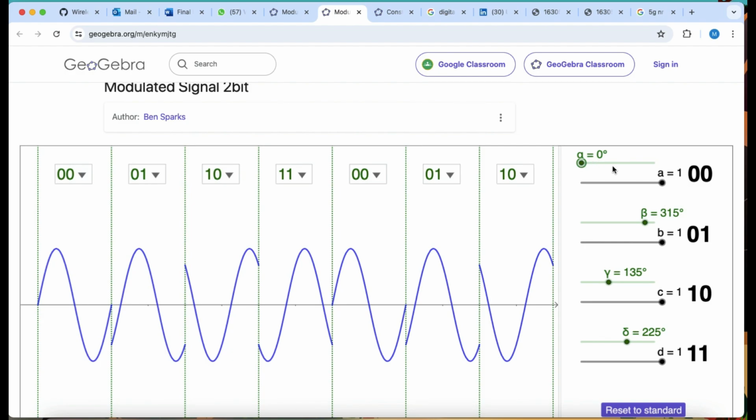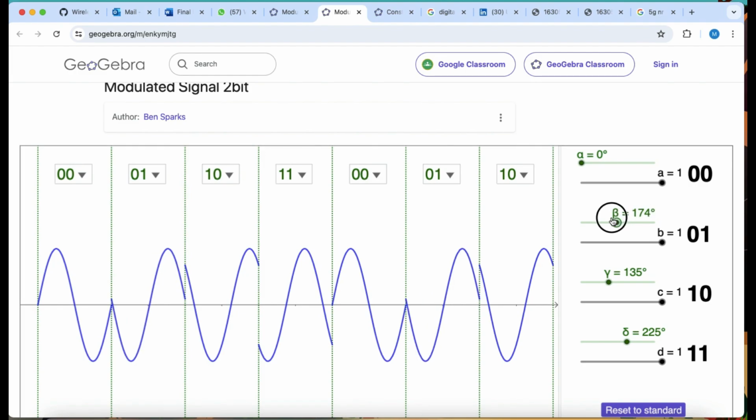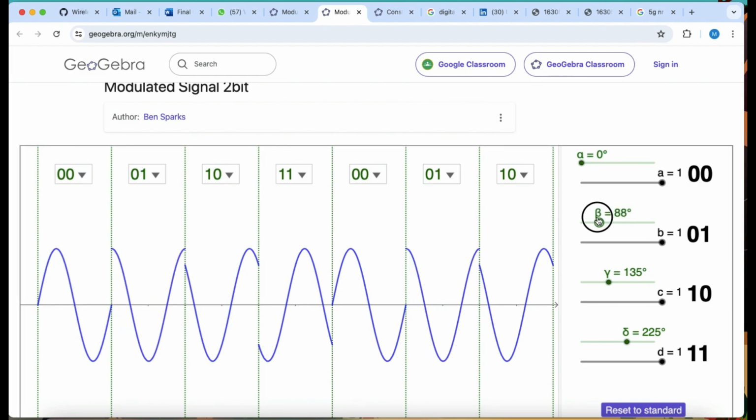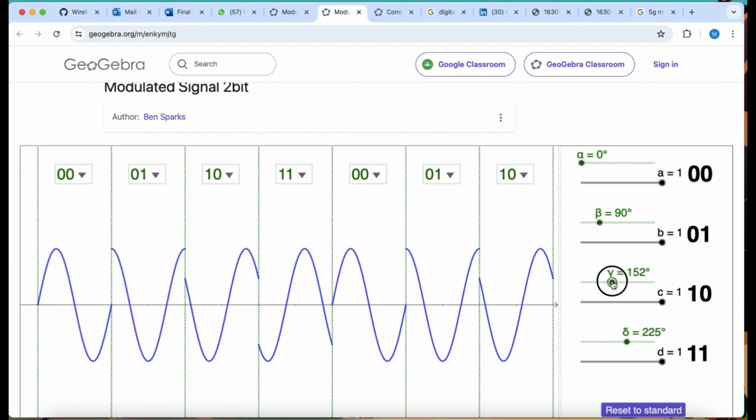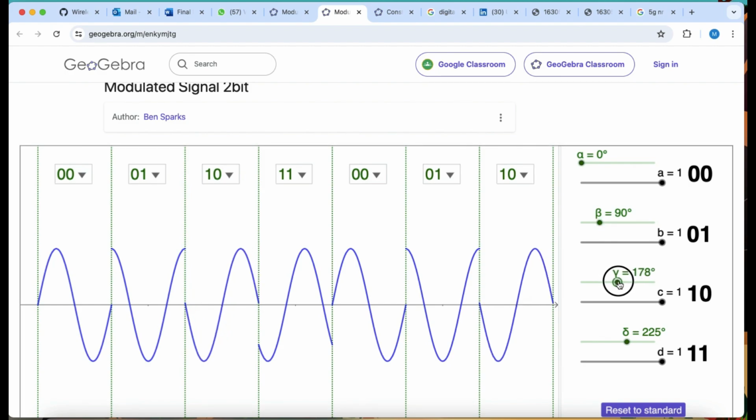Every time I encounter 0, 0, there's no change in my phase. Now, let's say I want to do QPSK with 90 degrees. So I want to change this to 90 degrees. Check this out, this is an amazing tool. Thanks to Ben Spark for making a beautiful tool like this. So now I'll have 0, 90 degrees. I also want to give a gap of 90 degrees, so I'm going to change this to 180 degrees, and then I'll change this to 270 degrees.